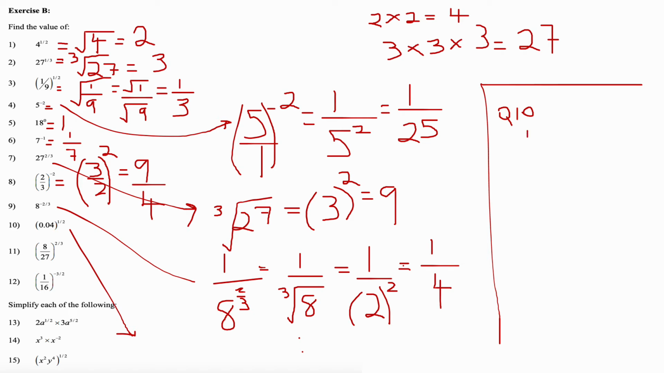So 0.04 is actually 4/100, okay? Or I could even simplify that, but I thought I'd write it as 4/100 because then it makes it a bit clearer. The power of a half means I'm taking the square root of 4/100. So it's the square root of 4, which is 2, and the square root of 100, which is 10. So the answer is just 2/10, okay, or 1/5, or 0.2.